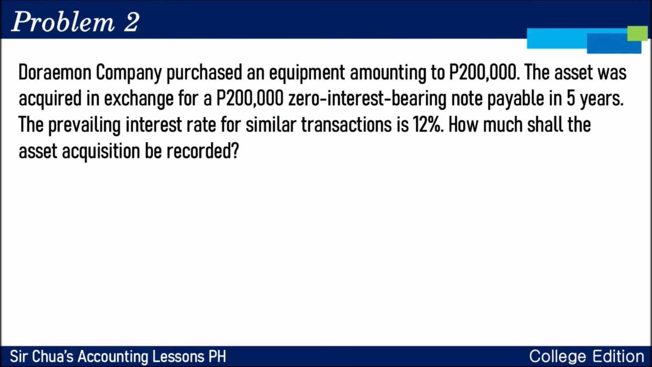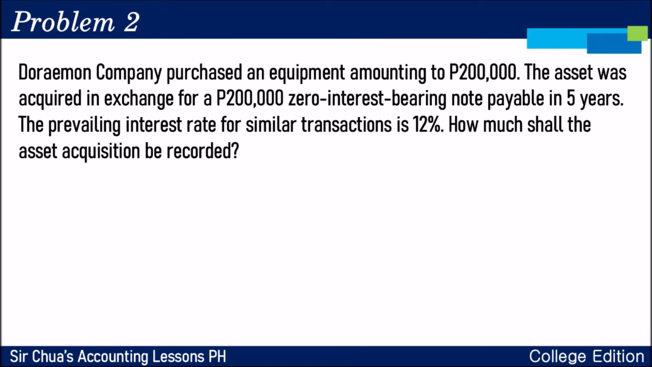Doraemon Company purchased an equipment amounting to 200,000. The asset was acquired in exchange for a 200,000 zero interest bearing note payable in 5 years. So, hindi daw po tayo diretsong nagbayad ng 200,000. Tayo po ay nag-promissory note ng 200,000 payable in 5 years, zero interest bearing, but alam nyo naman po kapag non-interest bearing, nasa loob yung interest, hindi po talaga walang interest. Okay? The prevailing interest rate for similar transaction is 12%.